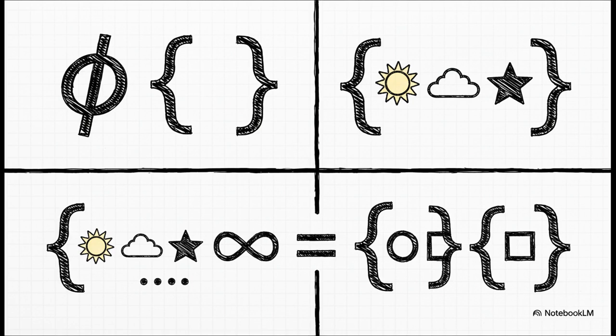And finally, we have equal sets, which are like identical twins. They have the exact same elements, just perfect copies of each other.